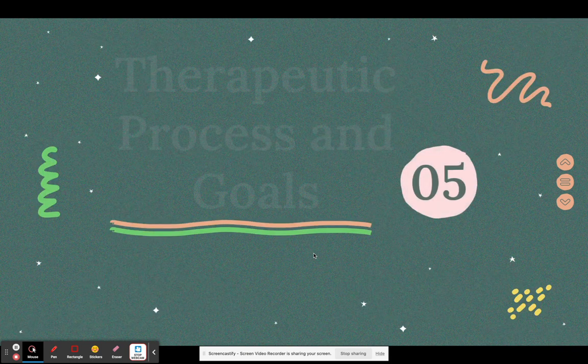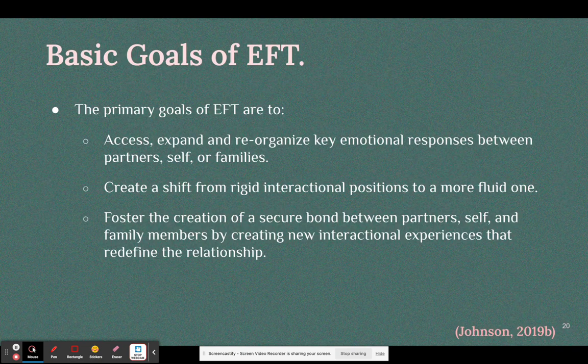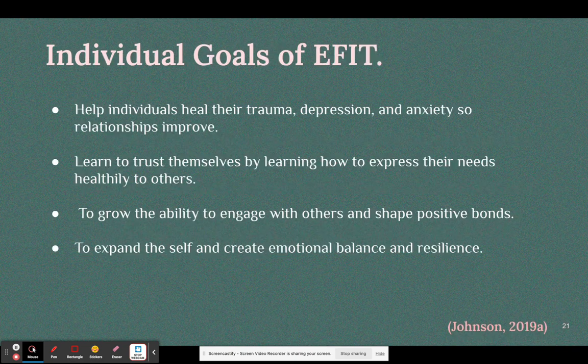Now we're going to discuss the therapeutic process and goals. The basic goals of EFT are to access, expand, and reorganize key emotional responses between partners, self, and families to create a shift from rigid interactional positions to more fluid ones. Also, to foster the creation of a secure bond between partners, self, and family members by creating new interactional experiences that redefine the relationship. Here are the individual goals for EFIT.